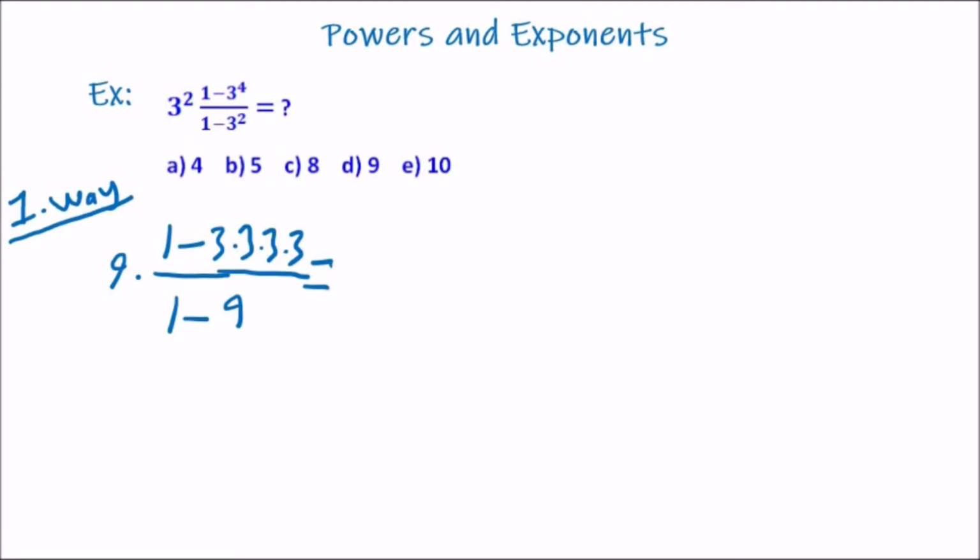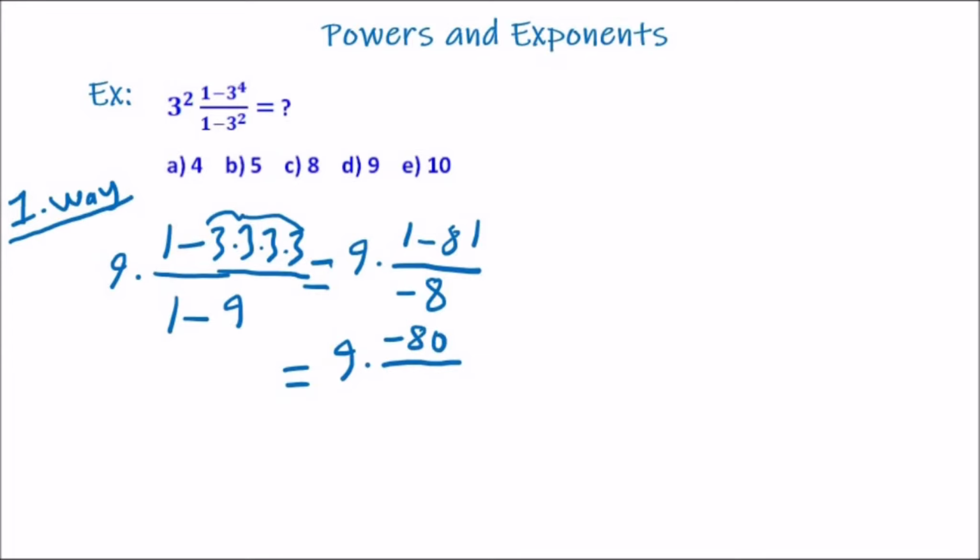So this is going to be equal to 9 times. This term, if you multiply four 3's, is 81. So 1 minus 81. The denominator is negative 8. So from here we have 9 times. In the numerator we have negative 80, in the denominator we have negative 8. Negative divided by negative is going to be positive, so we can just make those plus. And this is 9 times, if you divide 80 by 8 you have 10, and if you multiply 9 by 10 you have 90.